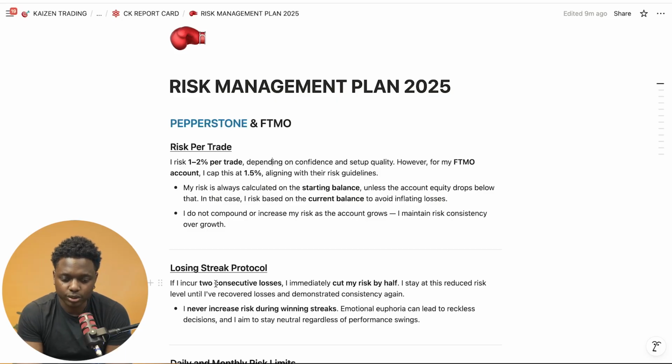A bad plan is better than no plan. If I incur 2 consecutive losses, I immediately cut my risk by half. Now that's my personal risk management plan when it comes to a losing streak.